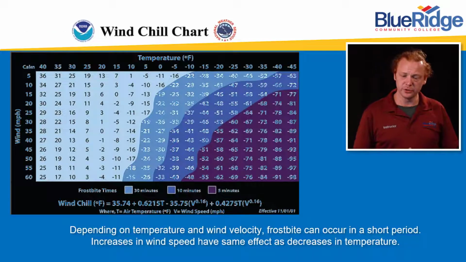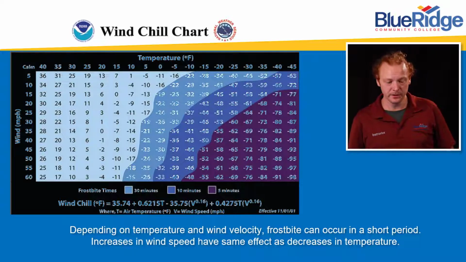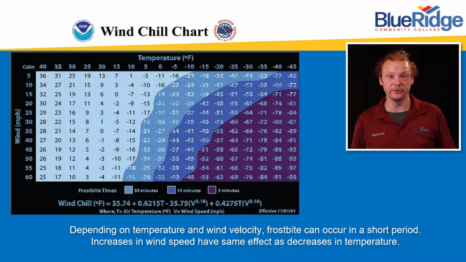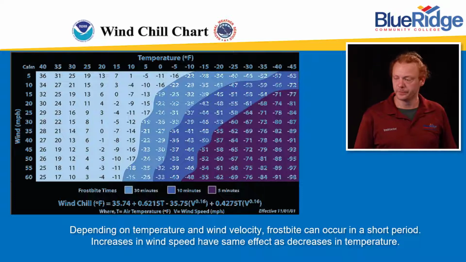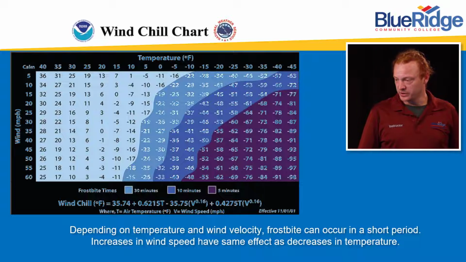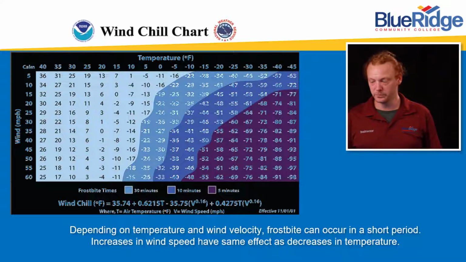Depending on temperature and wind velocity, frostbite can occur in a short period of time. Increases in wind speed have the same effect as decreases in temperature. This is called wind chill. Here on your screen you have a wind chill chart that's provided by NOAA. This is also in your textbook if you want to take an extended view to study it and try to make heads or tails of what it means.